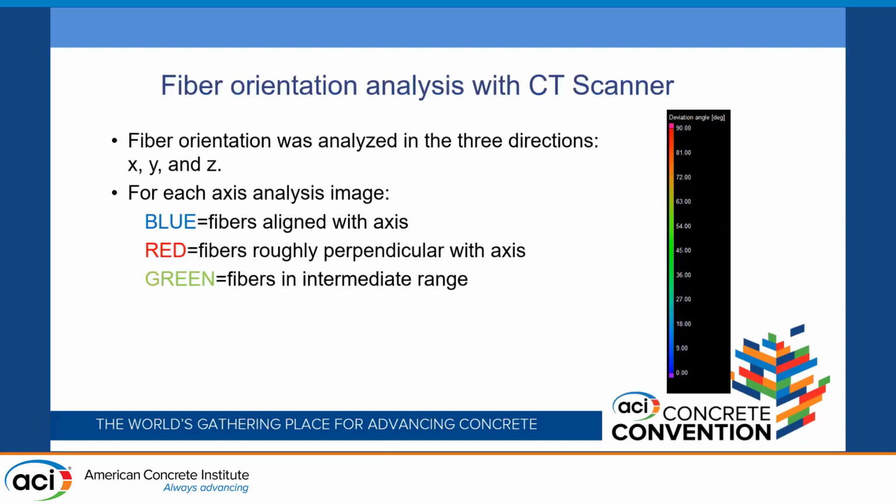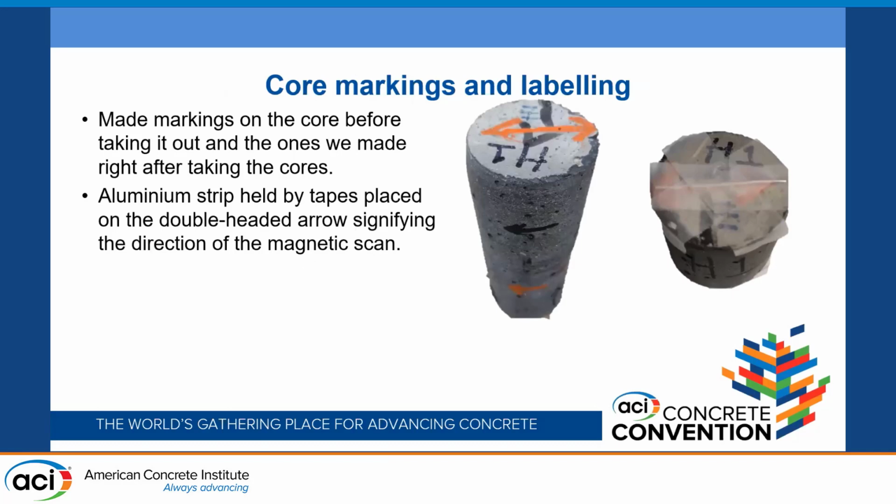Okay, and so for the fiber orientation analysis with the CT scanner, it was analyzed in 3 directions, X, Y, and Z. Blue gives us fibers aligned with the axis, red gives us fibers that are perpendicular, and green gives us something in between, right? So can we get preferential alignment, or do we have what we would consider more of a non-aligned or random alignment? We made markings on each core before taking it out. This is really critical. We wanted to make sure that whatever we were doing in the field was translated to the CT scanner with a good degree of reliability, we'll call it.